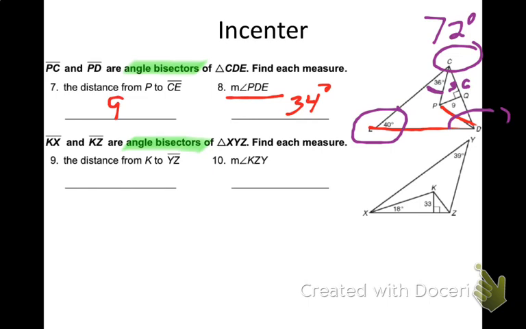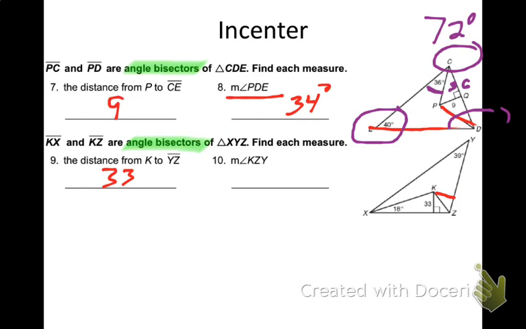I want to find each measure. So I want to find K to YZ. So this distance right there, K to YZ. What will that distance have to be? Gabe, what do you say? Angle bisectors, right? Same distance to the sides. So I'm given one of the lengths up there. What's that length I'm given? So what's the distance from K to the other side have to be? 33. Because angle bisectors are the same distance to the sides.